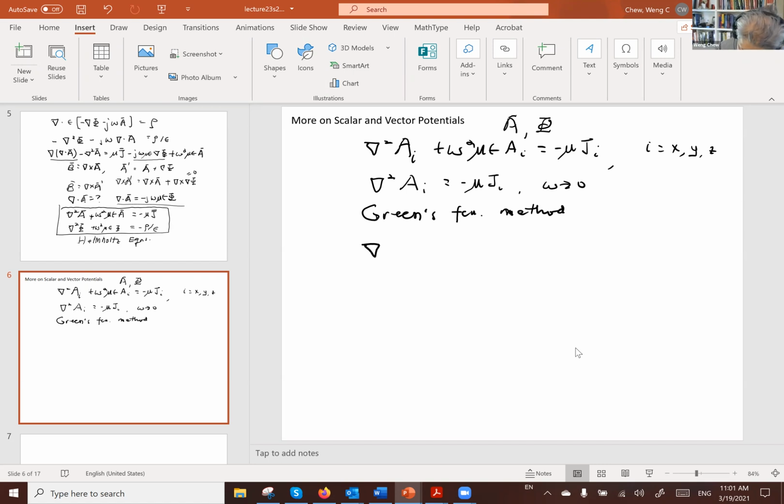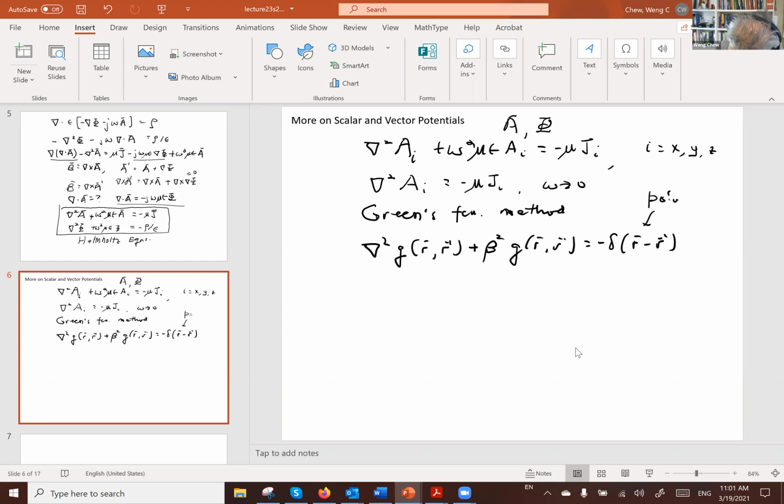By the same token, if I use the Green's functions method, I can solve this equation, where I have a point source on the right-hand side. This just means a point source, okay? Beta is my usual wave number, omega squared mu epsilon, okay. And if I know how to solve this equation, then I know how to solve the above equation using the principle of linear superposition. And we have solved this equation before, okay.